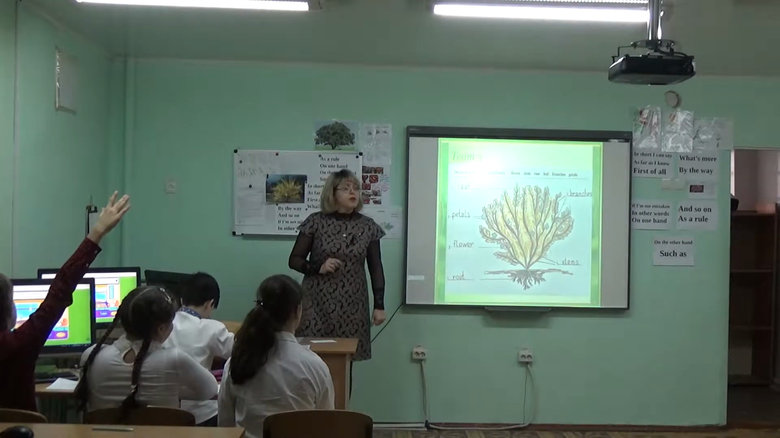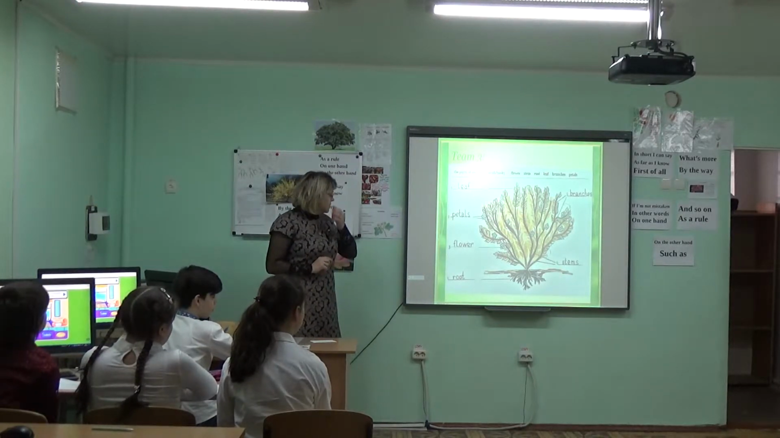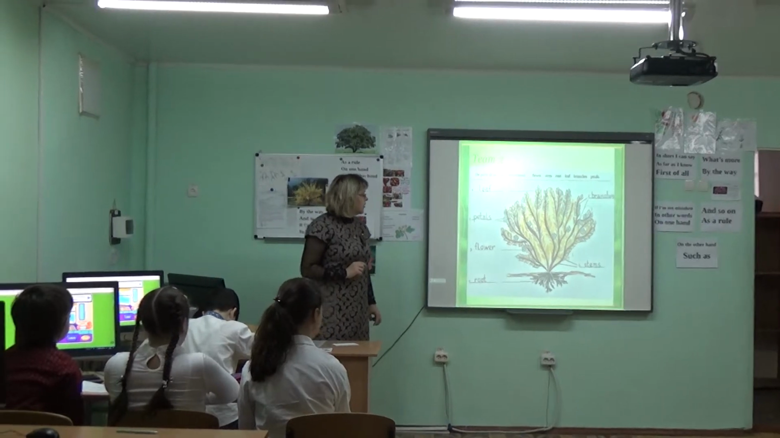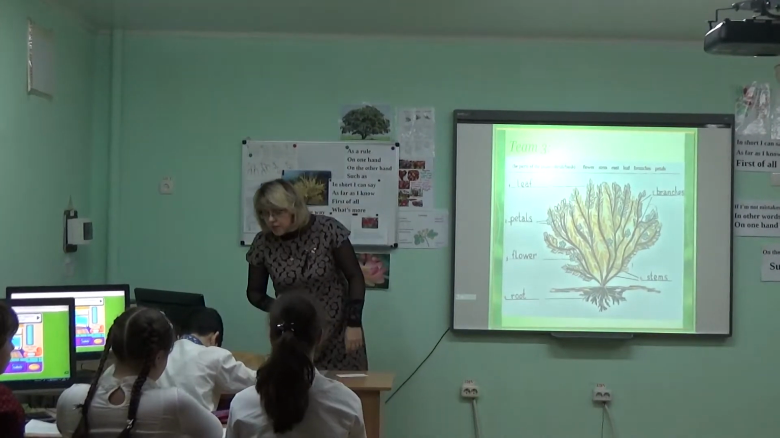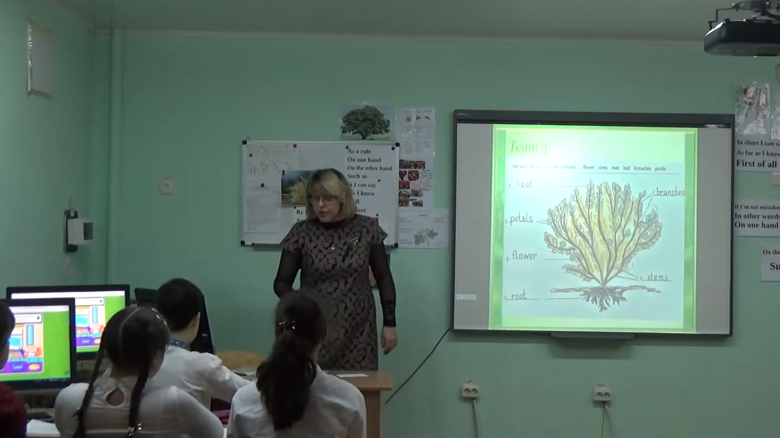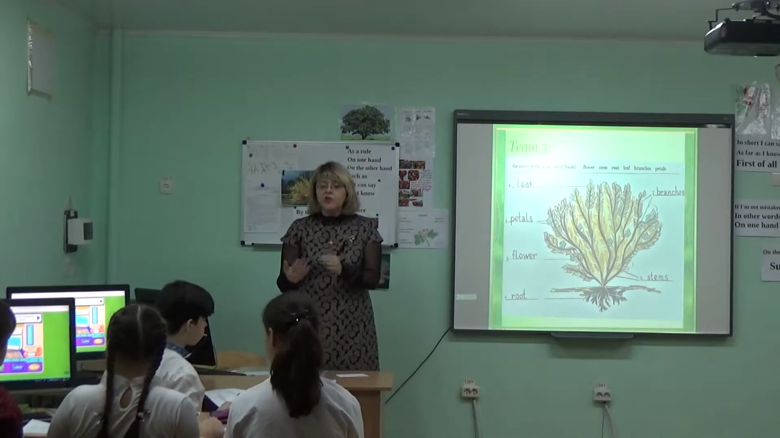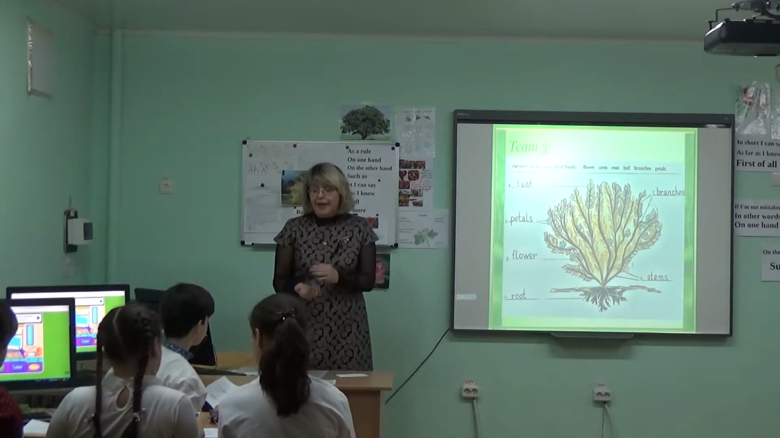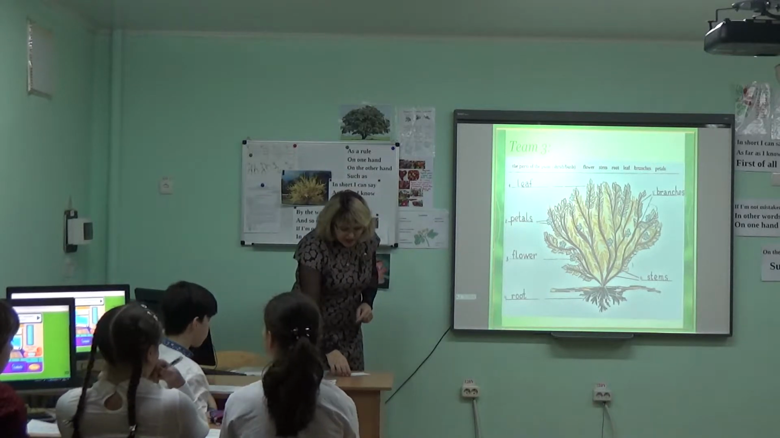Team number 3. Can you? Leaf, petals, flower, root, branches, stems. Okay, is it okay? How many mistakes? Did you correct? Okay, you have to gather these cards and at the end of the lesson you will give them to me to check again. Okay?